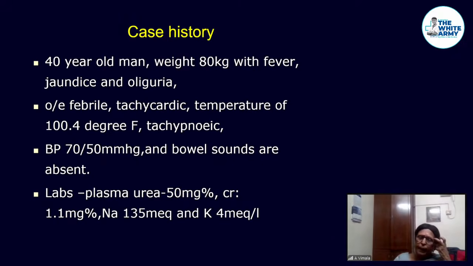So let's see what is happening to this lady. This is the story of a 40-year-old man, weight 80 kg with fever, jaundice and oliguria. He is febrile, tachycardic, temperature is 100.4 degrees and tachypneic. Blood pressure is 70/50 and bowel sounds are absent. Labs show urea of 50 with a normal creatinine. Sodium is 135 and potassium is 4.